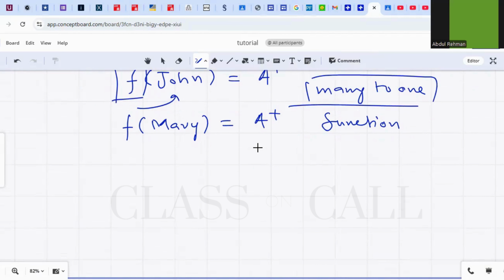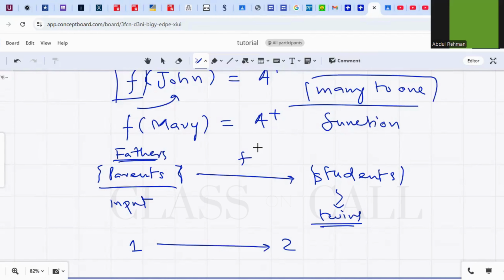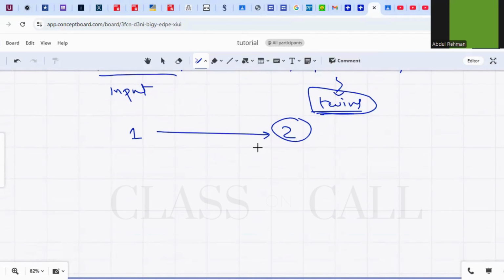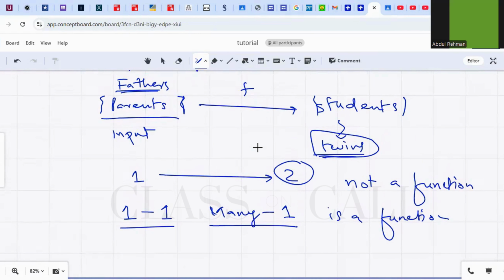Similarly, we can have a set of parents of students in a class. So for students in a class, let's say we have fathers, and so it could be that there are twins in class. And so if we take this to be input, we can have one input and two students here in one class because we can have twins. And so this kind of relationship is not a function. Because we said earlier that we can have one input and one output, or many inputs and one output. And that kind of relationship is a function. And so this relationship here between parents and students in this direction is not a function.